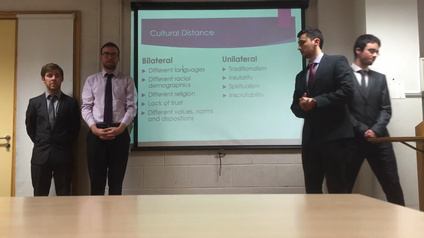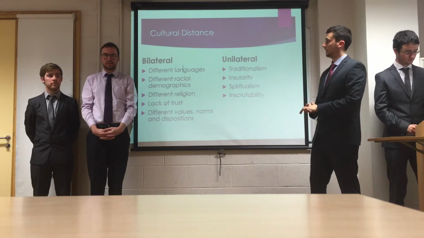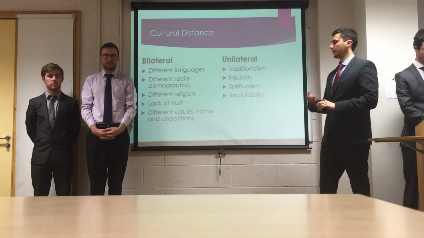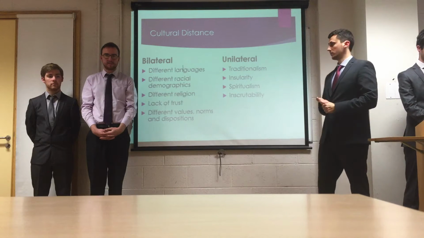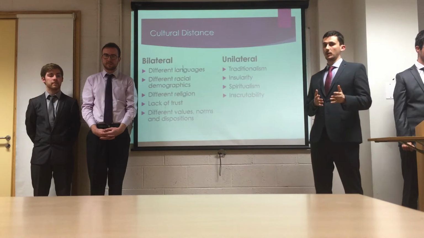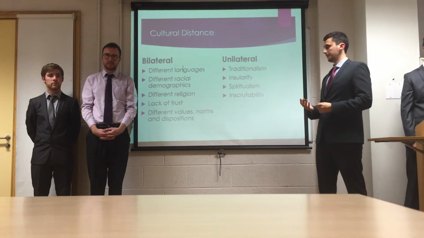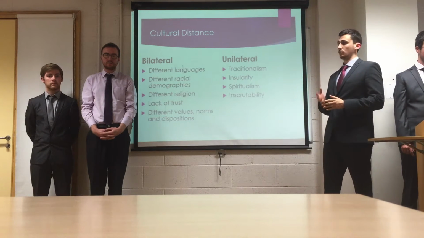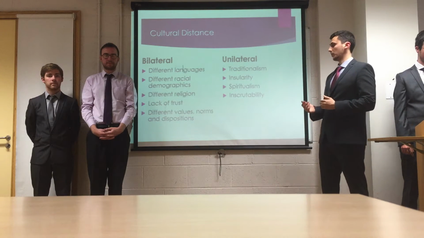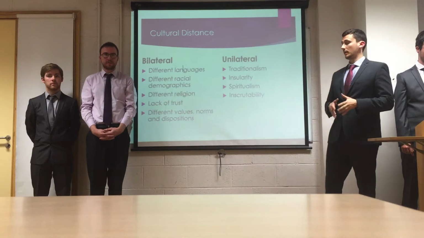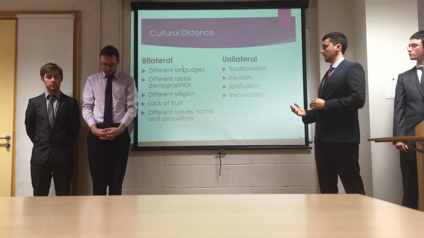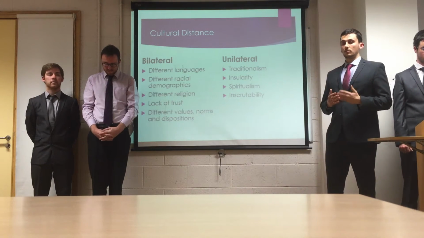So I'm just going to look at the first part of the CAGE framework, which is C, the cultural distance. Looking at the bilateral side of things: different languages among different countries, different racial demographics, different religion, for example Catholicism in Ireland as opposed to Hinduism in India, the degree of lack of trust that exists among certain cultures, and then obviously the different values, norms and dispositions that are evident across worldwide cultures. Looking at the unilateral end of things, traditionalism: how well is tradition respected?